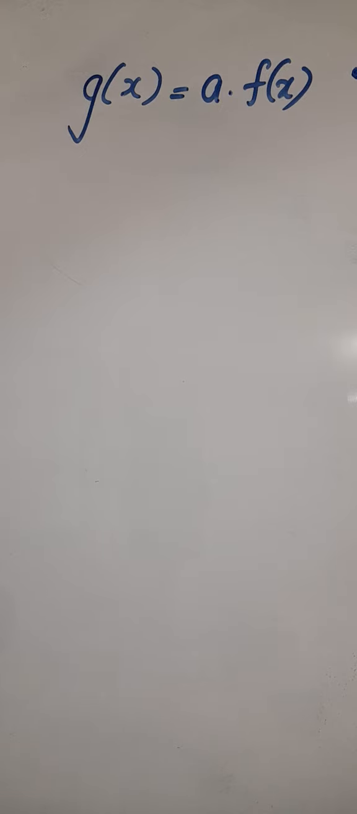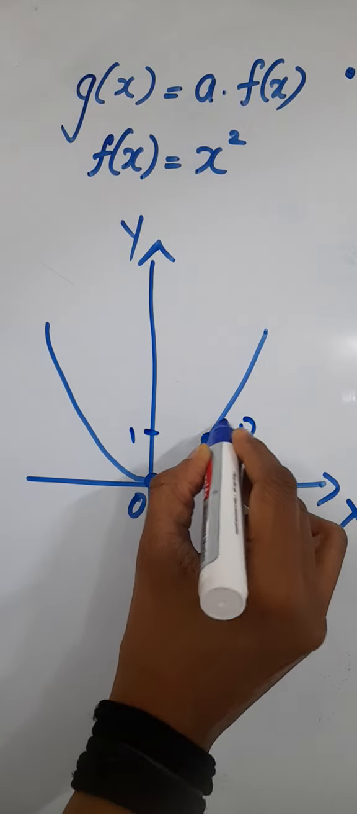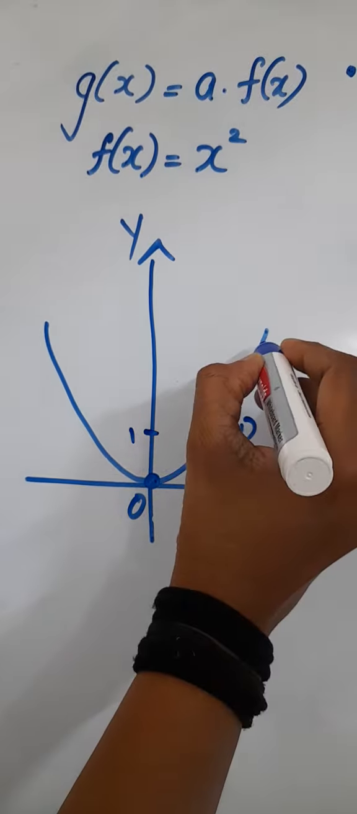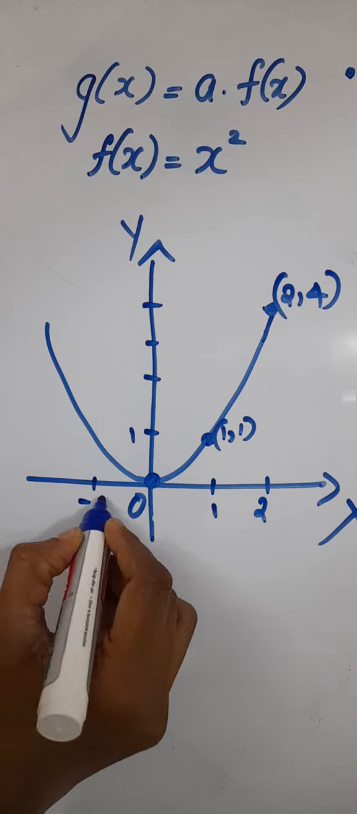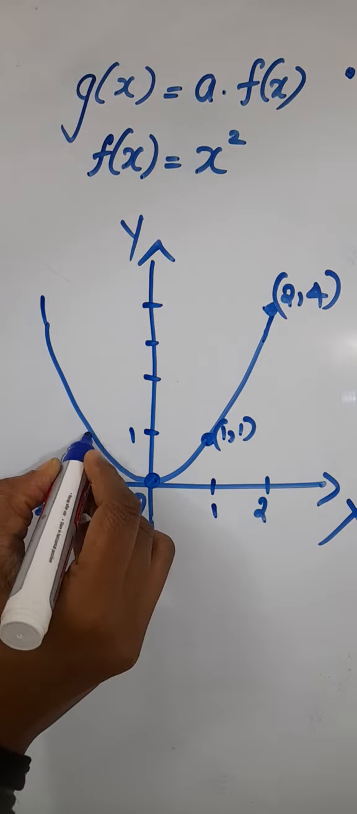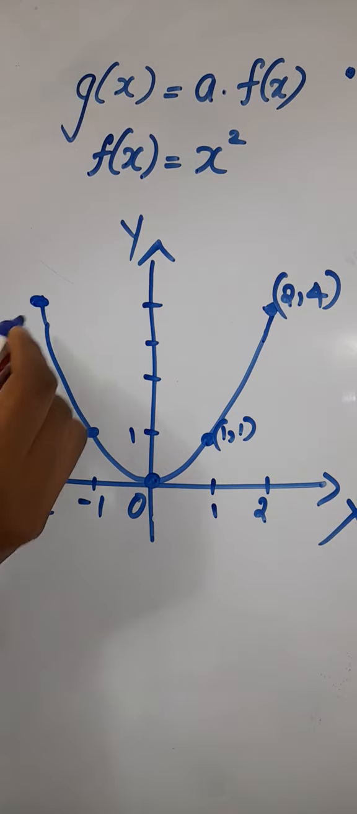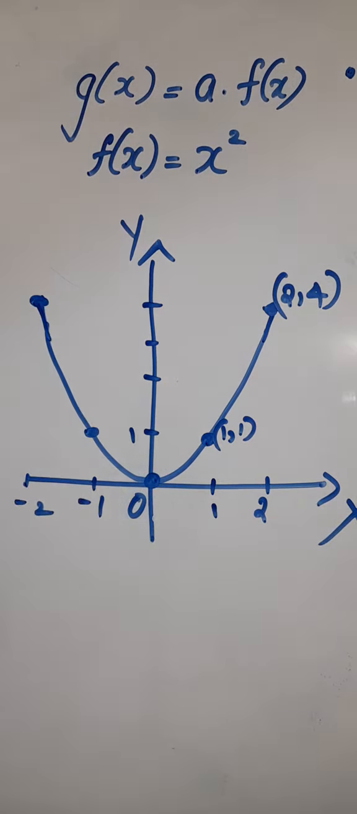And we know that (0, 0), (1, 1), (2, 4) are few points on the parabola. Since it is symmetric and the way it is constructed, we also know that (minus 1, 1), (minus 2, 4) are also points on the parabola.